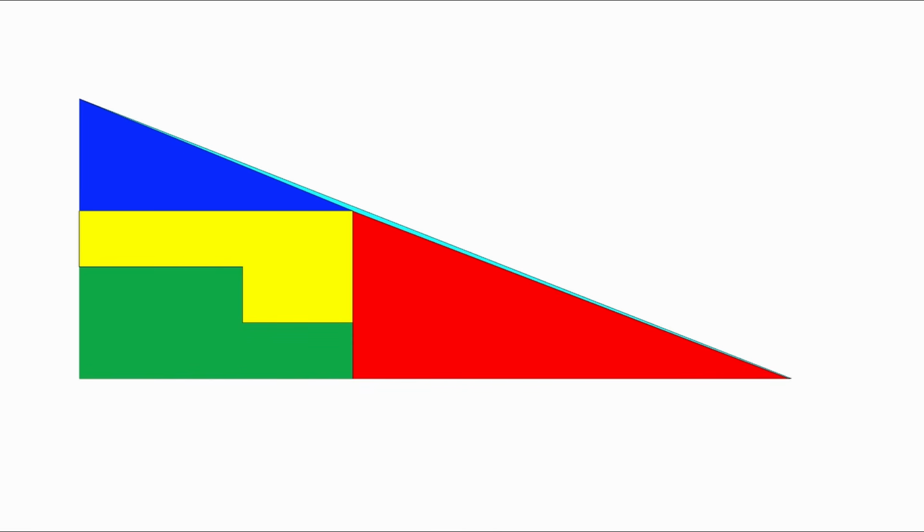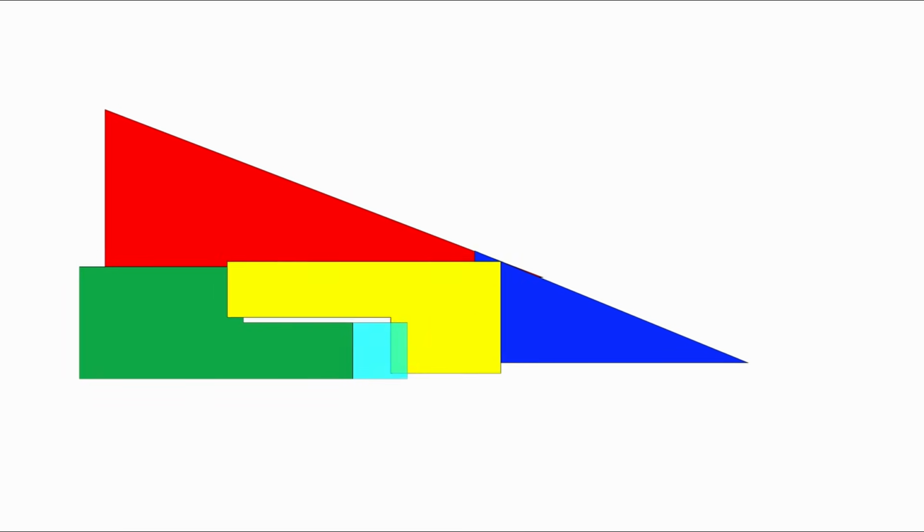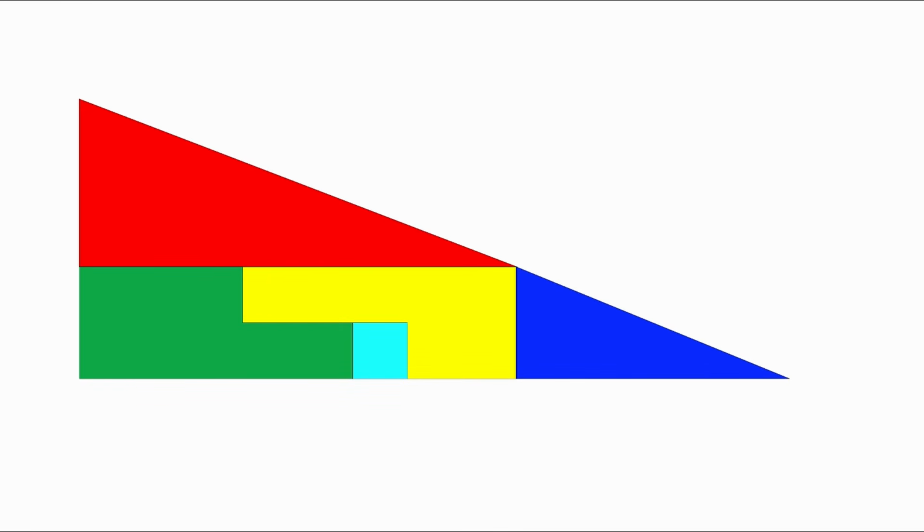And wouldn't you know, if you take the area of this tiny little blue sliver, it's going to be the exact unit that we're missing when we rearrange. Kind of cool, isn't it?